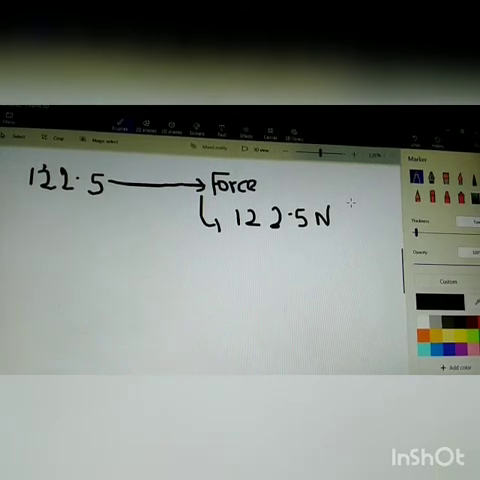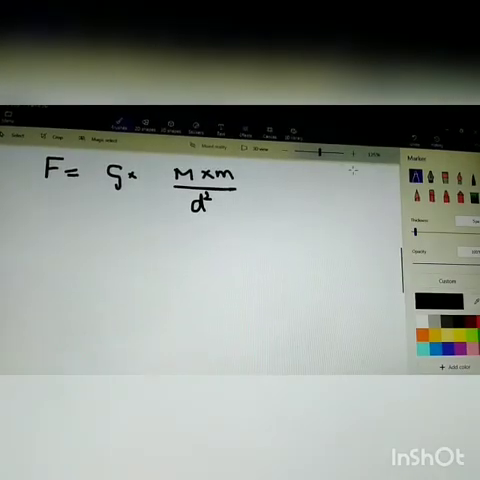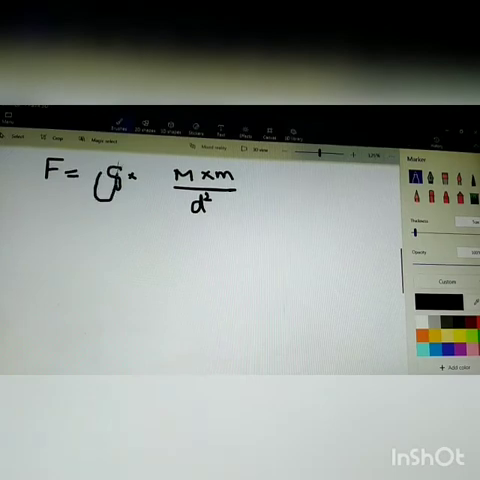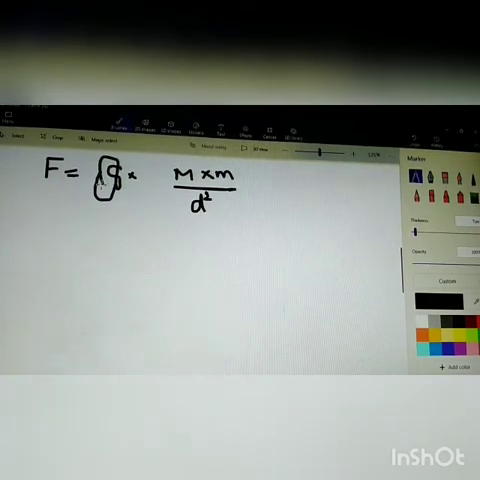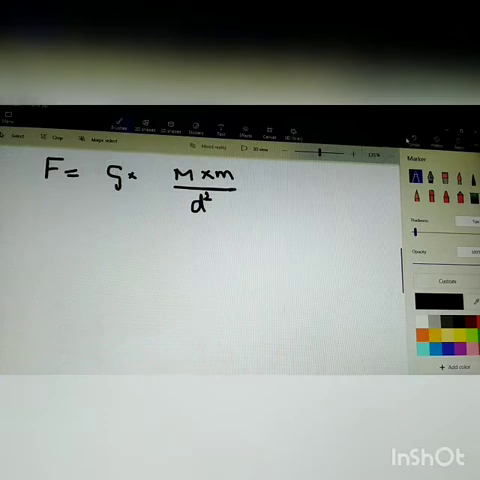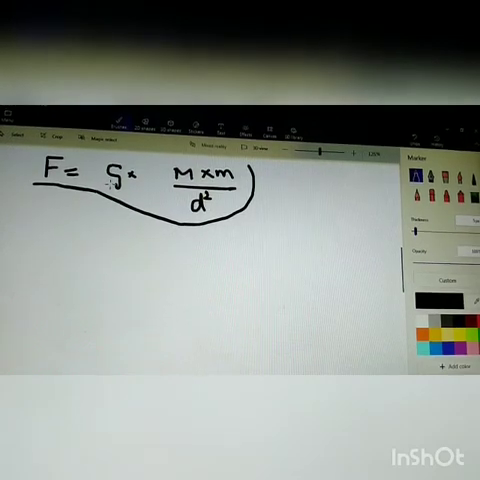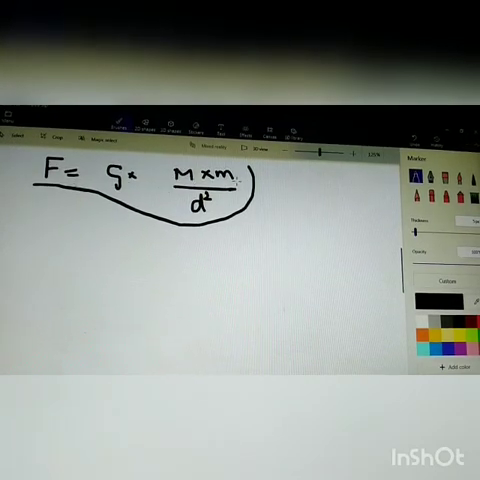Now, for the second formula, which is for finding the gravity. We know that this is the formula for finding the force using gravity, the mass of two objects, and the distance between them. How will we find this gravity, and how is the second formula derived? First, we know that this is the formula. Let's now start deriving the second formula from it. We know that force is equal to gravity into the masses of the two objects divided by d square.